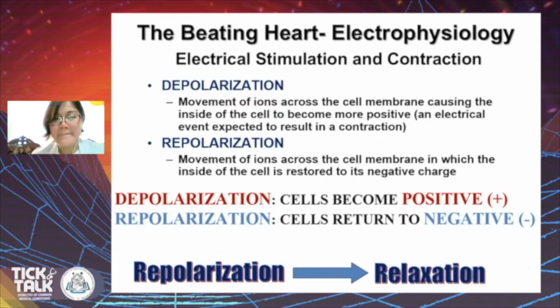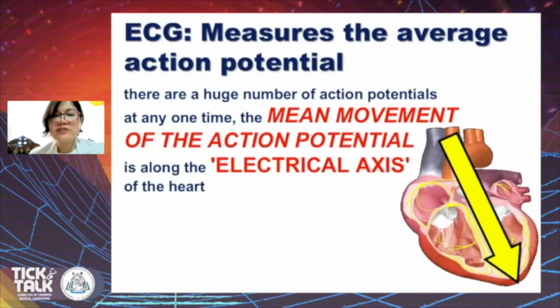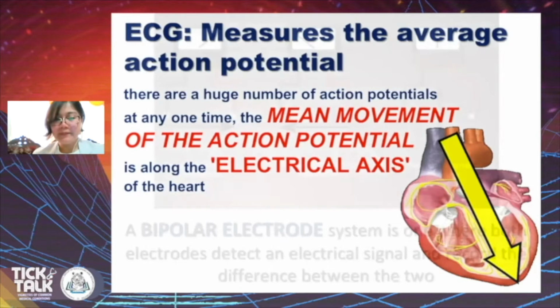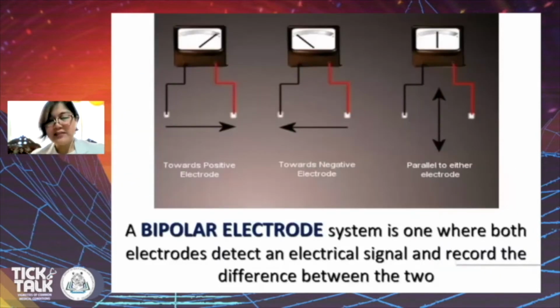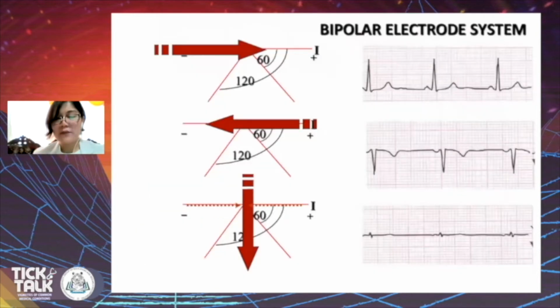So basically, the ECG measures the average action potential of the heart. It is showing us the mean movement of the action potential along the electrical axis of the heart. We will have to remember that our ECG nowadays consists of both bipolar and unipolar electrodes. A bipolar electrode system is one where the electrodes are able to detect the electrical signal and also record the difference between the two signals. This comes in very handy later on as we try to interpret the ECG tracing and determine if the waveforms we're looking at are actually normal or abnormal.